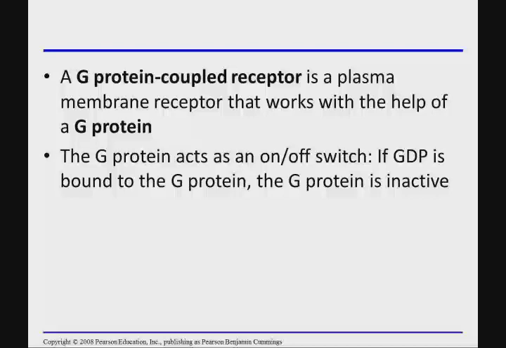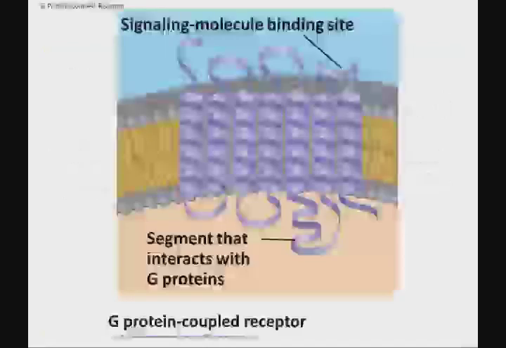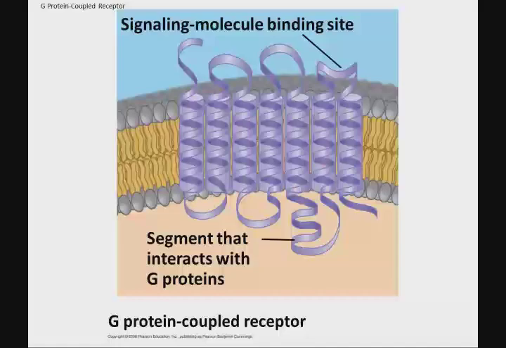So it's a plasma membrane receptor that, surprise, surprise, works with a G protein. And it's kind of an on-off switch. So if a G protein is bound to GDP, it's off. When the G protein is bound to GTP, it'll be activated. All right. Now, the G protein-coupled receptors are characterized by having 7 membrane-spanning domains. So that's one indicator that you're in this family of receptors.